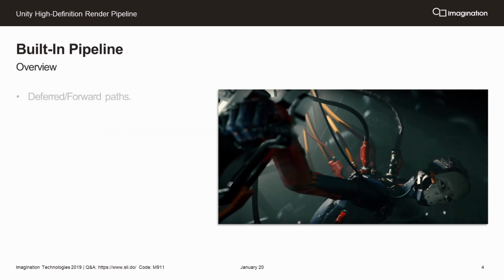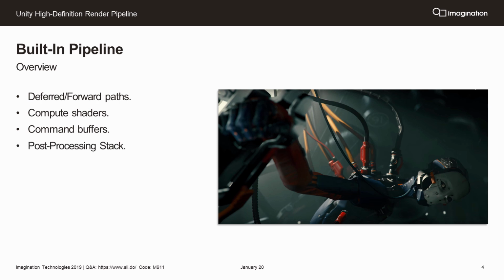So the built-in pipeline gives you a choice between a deferred and forward rendering path. And it also has support for compute shaders and custom shaders written in HLSL. It also supports command buffers, which is a common feature in modern graphics APIs. And post-processing is mainly handled via the post-processing stack that's available freely from the Unity Asset Store.